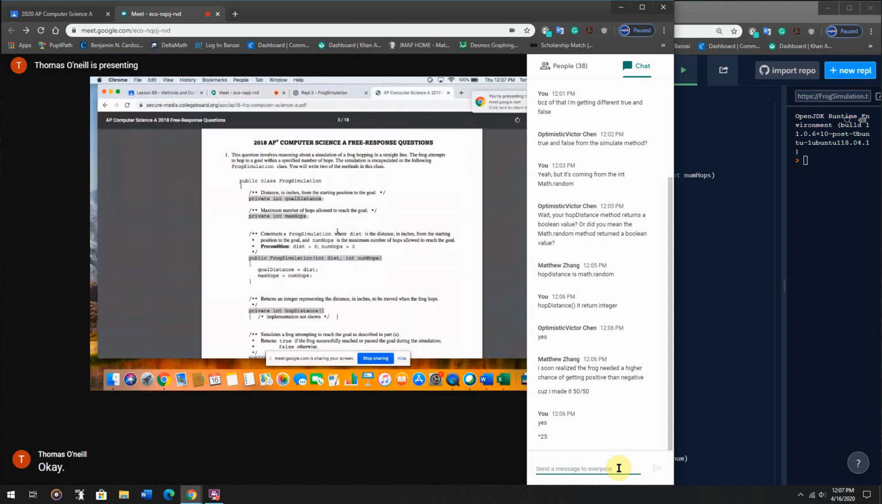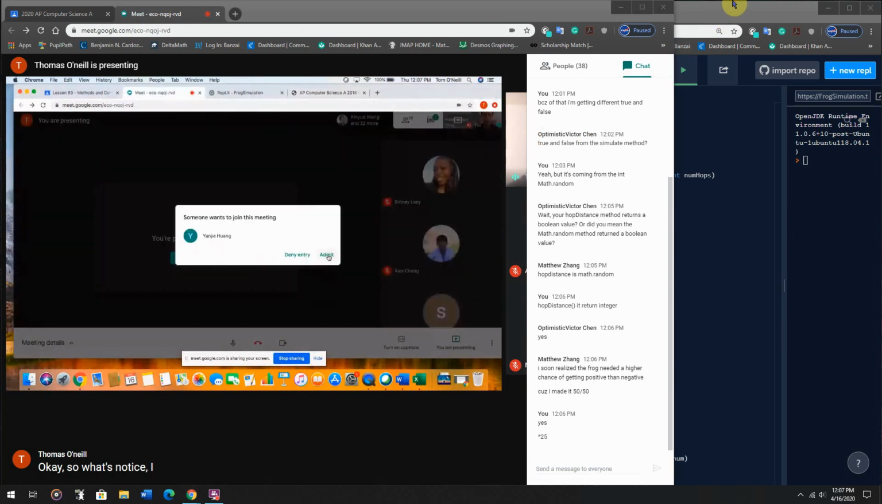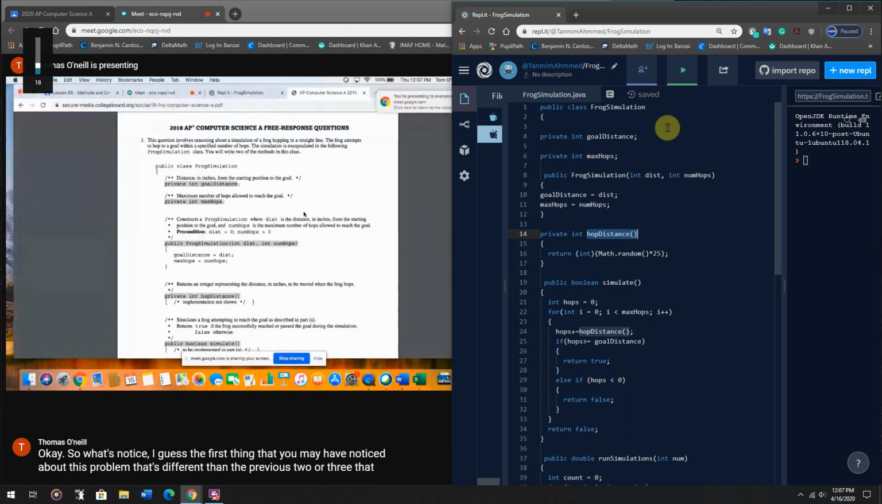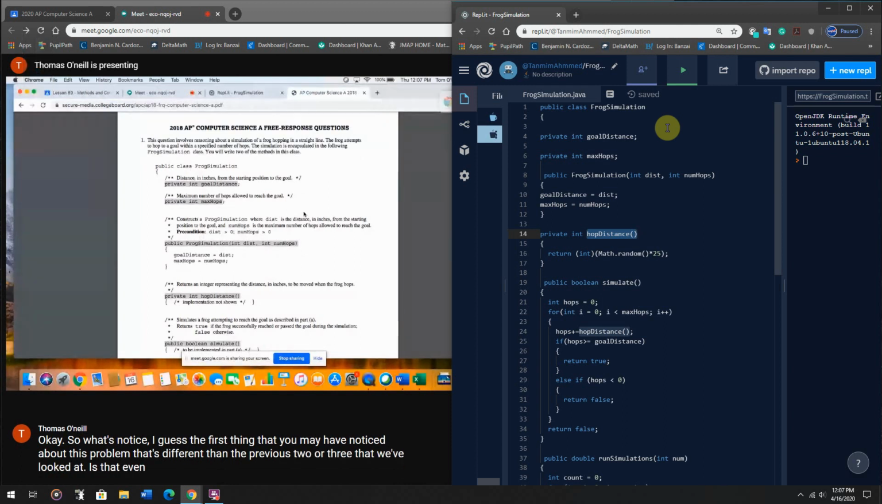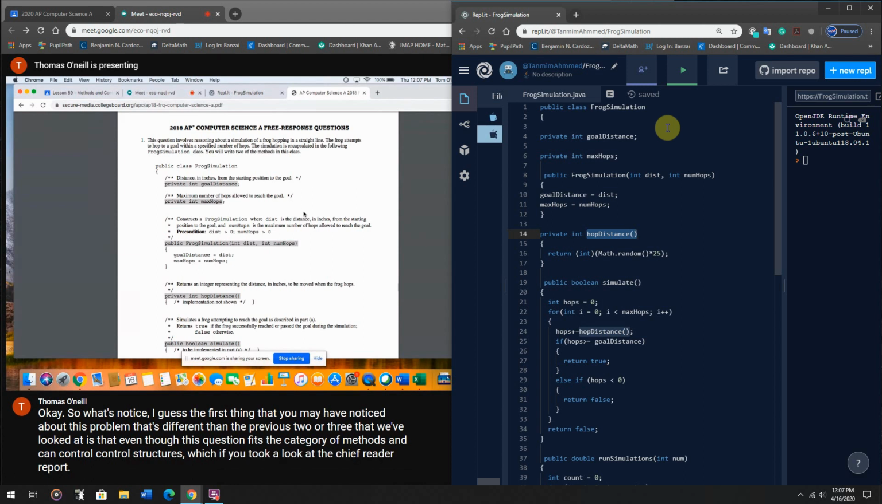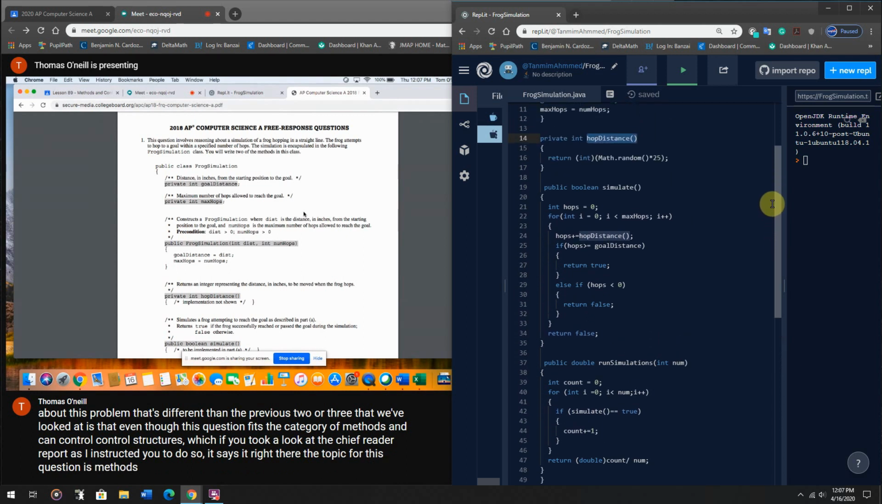Okay, so notice, the first thing that you may have noticed about this problem that's different than the previous 2 or 3 that we've looked at is that even though this question fits the category of methods and control structures, which if you took a look at the chief reader report, as I instructed you to do, it says it right there. The topic for this question is methods and control structures.